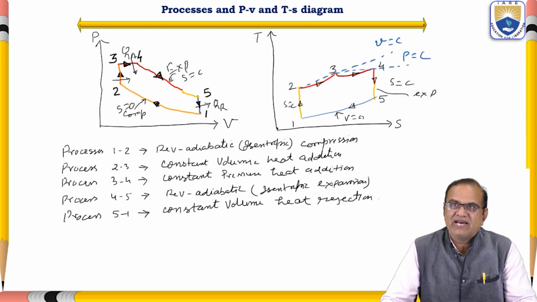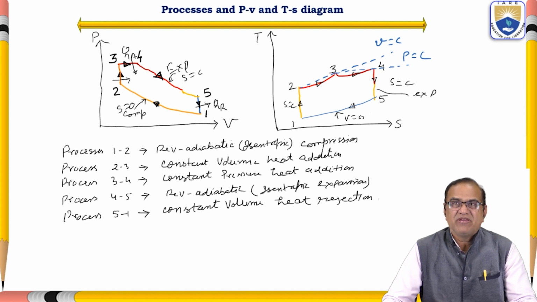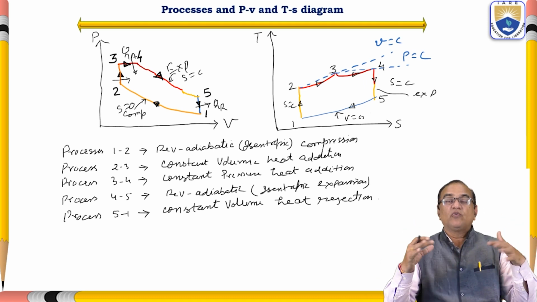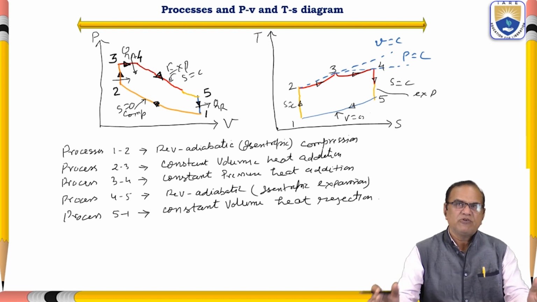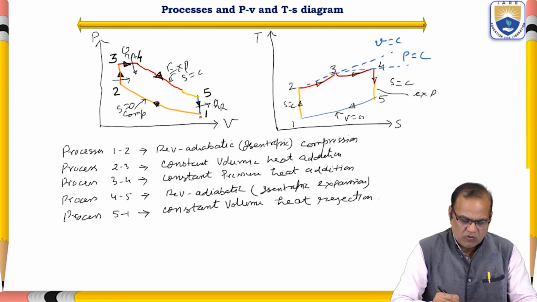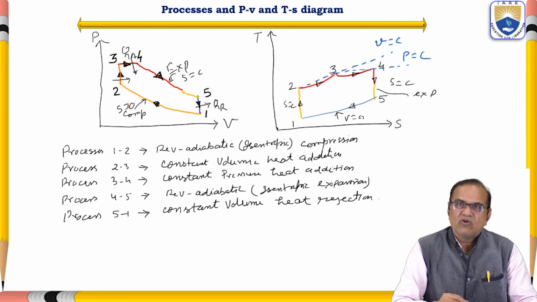Now we have to draw the process in the PV and TS diagrams, the pressure and volume diagram, and the temperature and entropy diagram. This will be very good to visualize what type of processes we are following. So here in the PV diagram, 1-2 is S equal to constant and it is a compression. This is an engine, so it is moving in a clockwise direction. So 1 and 2 is an isentropic compression or reversible adiabatic compression.